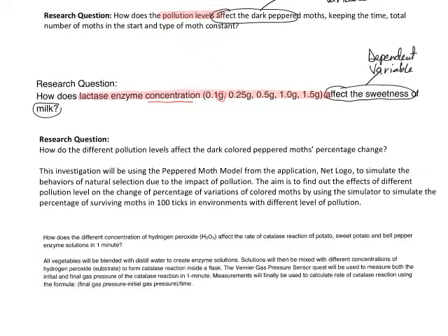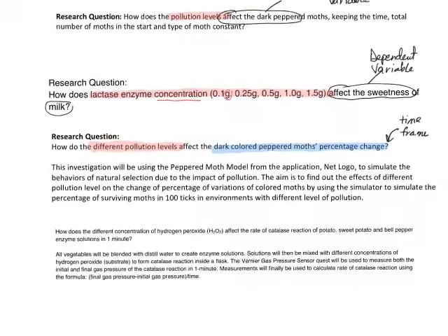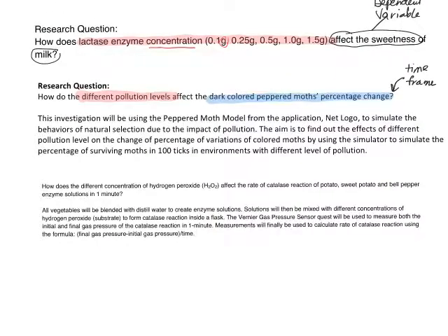How do the different pollution levels affect the dark colored peppered moth's percentage change? We've got an independent variable, different pollution levels, and in this experiment, that's really all they could say. And then the dark colored peppered moth's percent change is a more clear dependent variable. The only thing I would say to make this better is to give me a time frame. A time frame would help make this a little bit more specific, but they have two sentences afterwards, which is totally okay, and they're giving us a little bit more information.